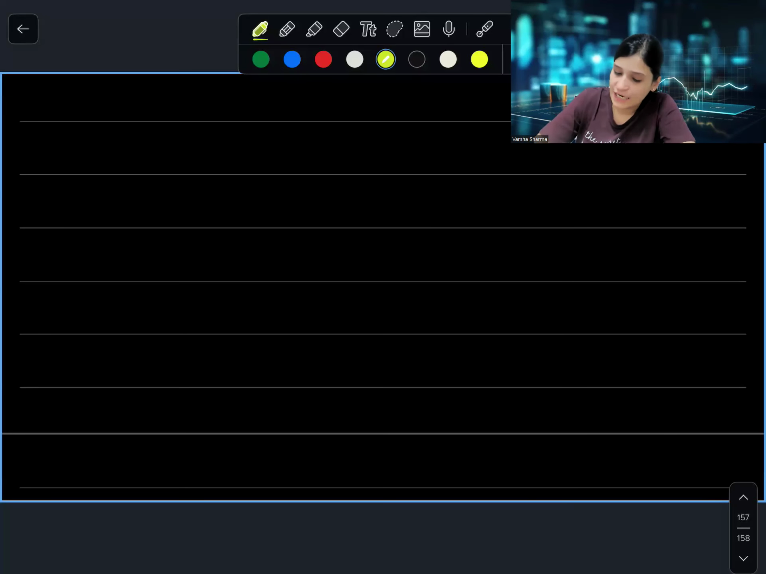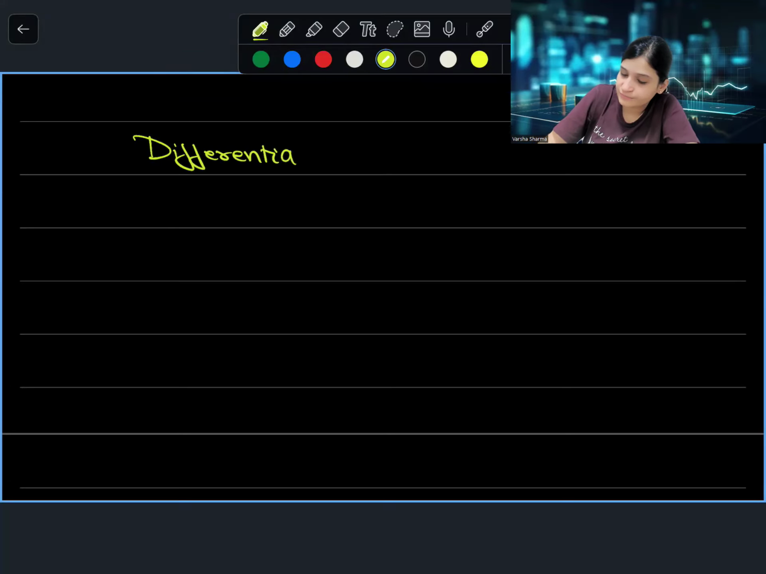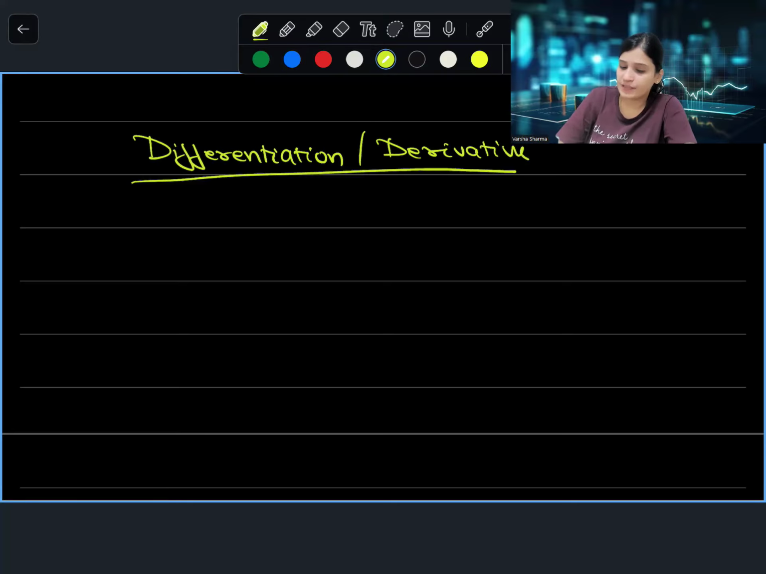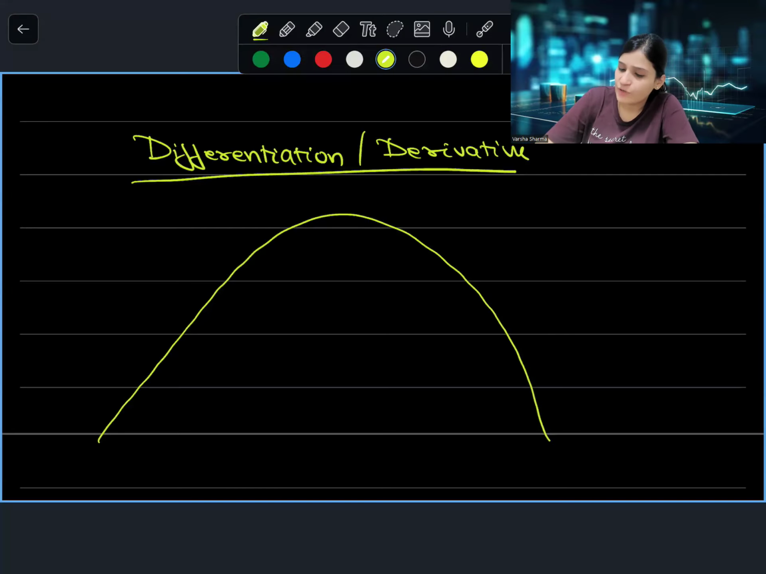So now we'll start with differentiation or derivative. Supposing this is my curve and I want to study the property of the point A. Right now I've drawn a parabola, but every time you don't have a parabola, you don't have a U-shaped curve. Your curve may look any way. It may be zigzag, it may be spiral, it may go up and down haphazardly, it may be anything. So how do I study the properties of a function at one particular point?